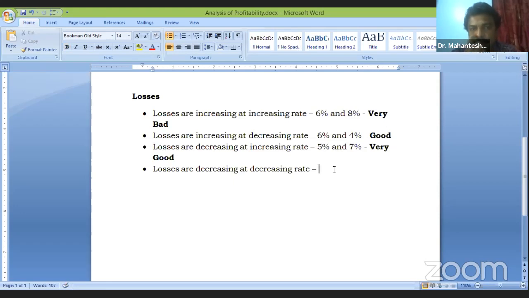Similarly, the last one, losses are decreasing at a decreasing rate. Losses decreased by 5% last year, losses are decreasing, but this year losses have decreased by only 2%. This is not a good performance by you. Losses are decreasing is a good sign, but the rate of decrease in the loss is coming down.